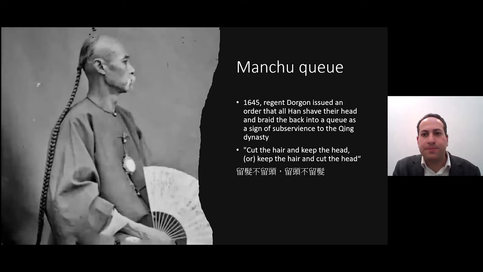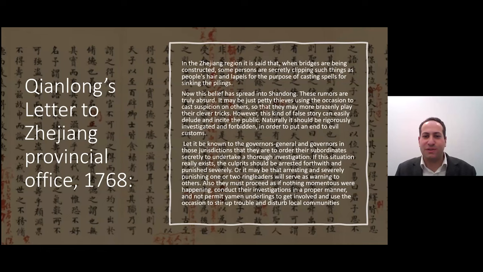And this was obligatory. Chinese had to have it. If you cut the queue, it was said you cut your head. Cut the hair, and you lose your head. So cutting it was a serious issue. And Qianlong, again, wrote a long letter to the provincial officials. It's really interesting to see how he dealt with public disorder. I don't have time to read it, but you have it after the sale.